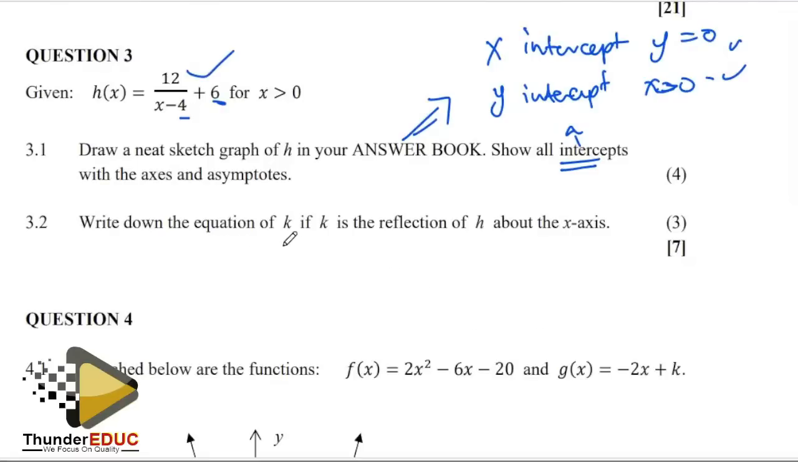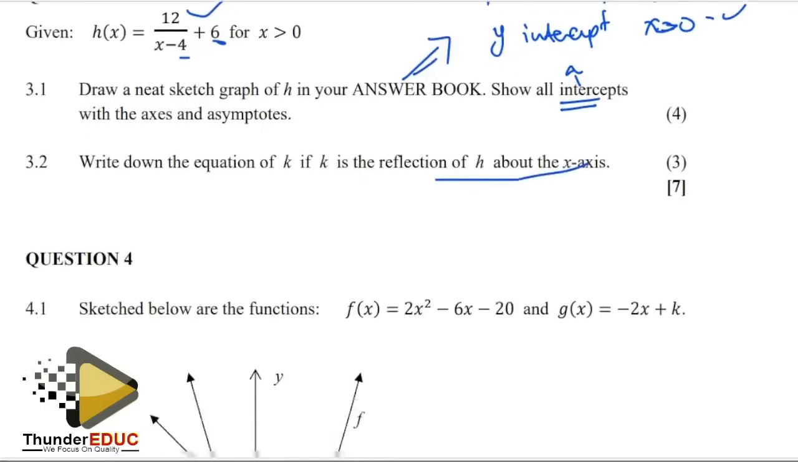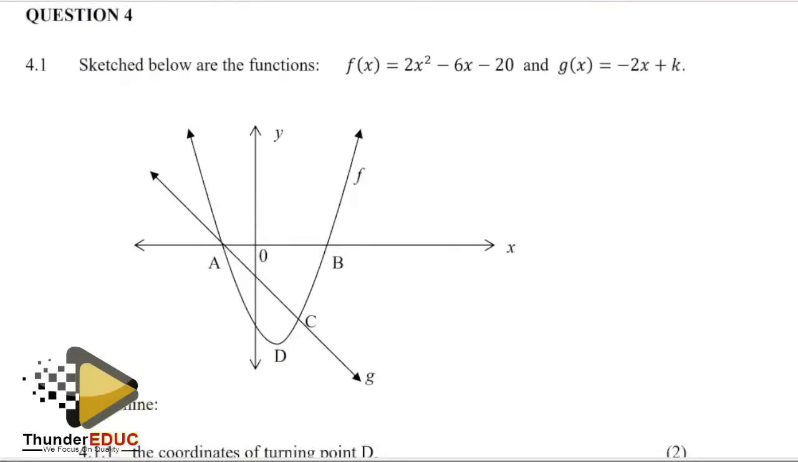Then write down the equation of k if k is a reflection. Now they are reflecting about the x-axis. Then you'll have to sort that out. And then question number 4. We have now a parabola and then a straight line. So use them to determine what you need to get.